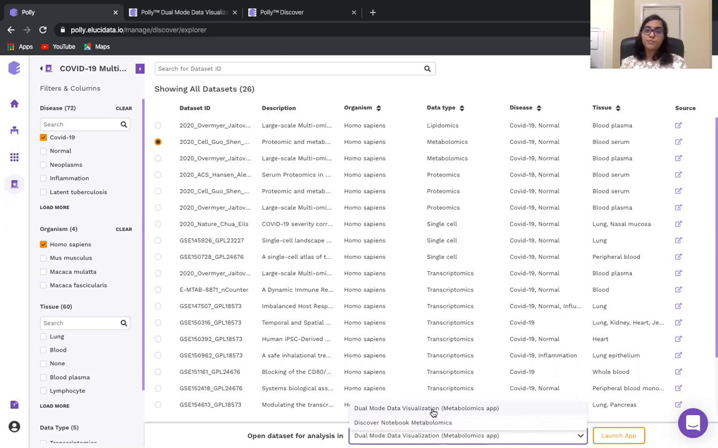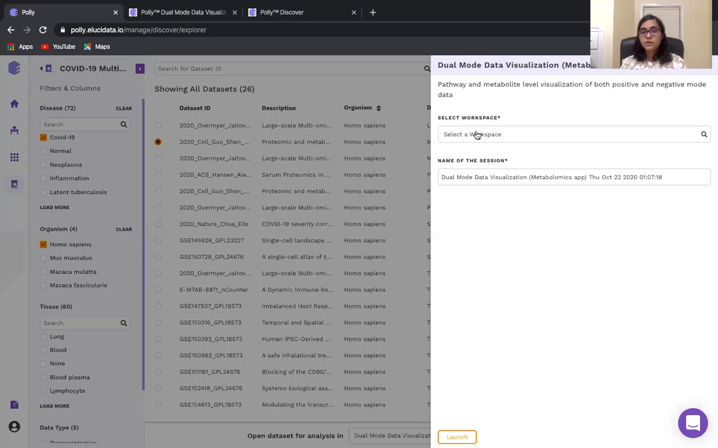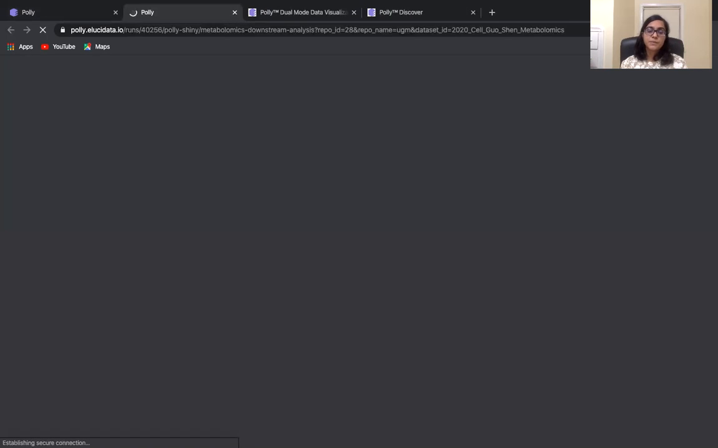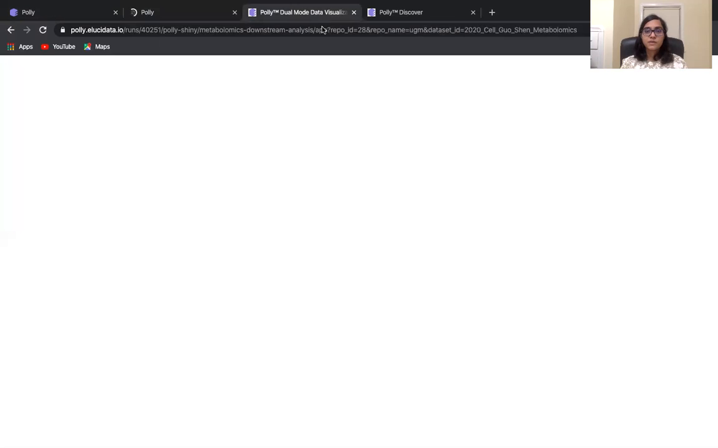So when we had proteomics data, we opened it in an application that was compatible with proteomics data. And here I'm seeing an application for metabolomics data. So I'll select the application, I will launch it. I will select a workspace where I want to save my analyses, and I will open my analyses. So again, this will take a few seconds to open. I have the data open already in a different tab. So we'll go and start analyzing these data there.